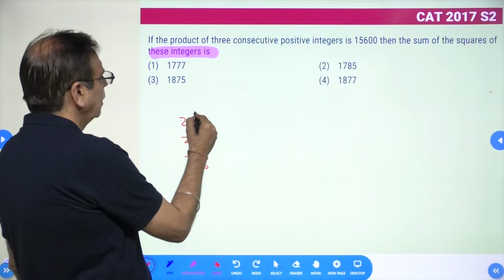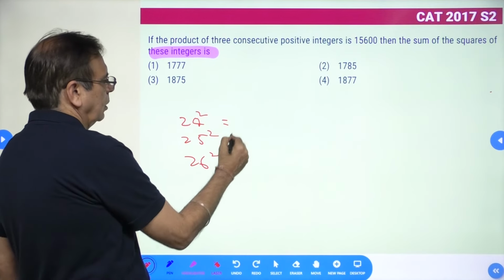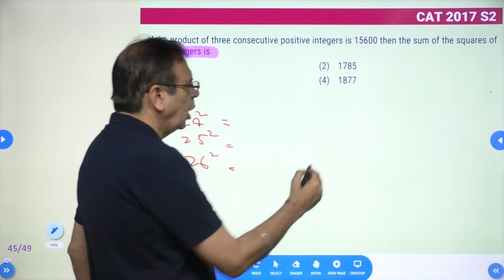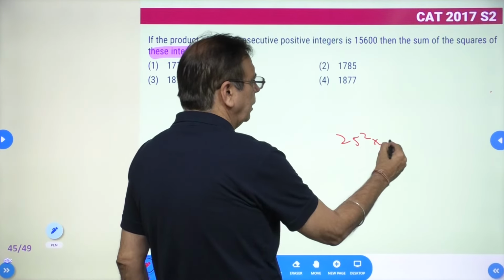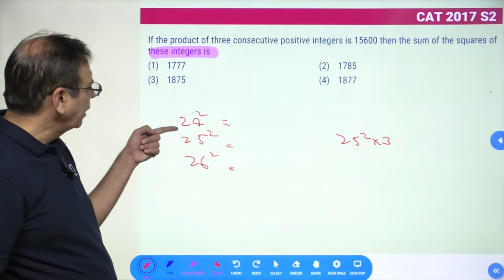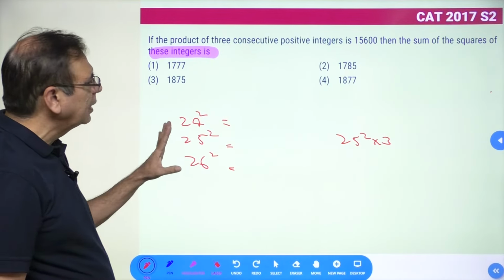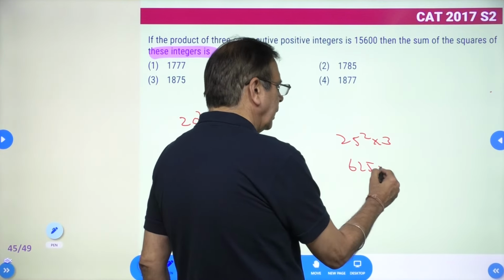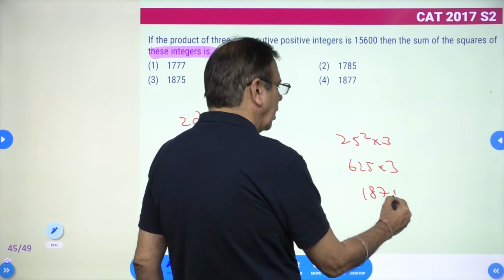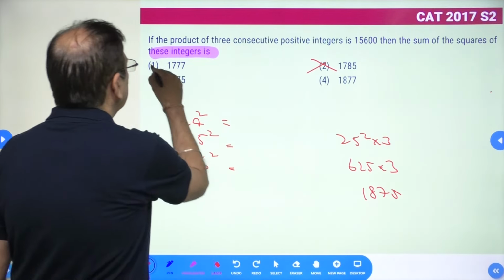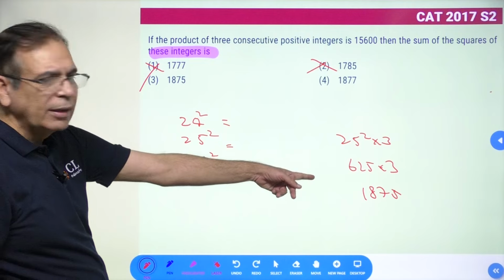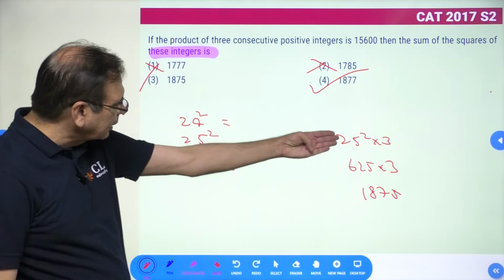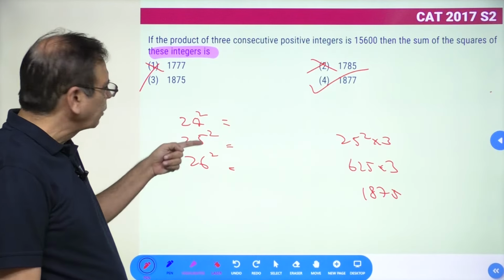What do we need to find? The sum of the squares. While you may want to add up all of them, tell me, how much is 25 square into 3? This one is slightly less than 25 square, this one is slightly more. So approximately it should be 25 square into 3. 25 square is 625, into 3 is 1875. Your answer should be around 1800 something. Exactly 1875 will not come, right? Because my answer should be slightly away from that.